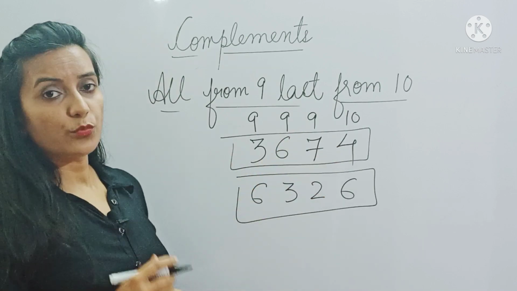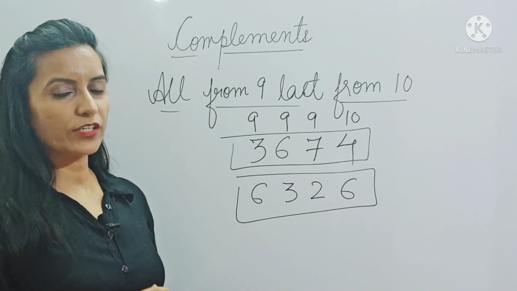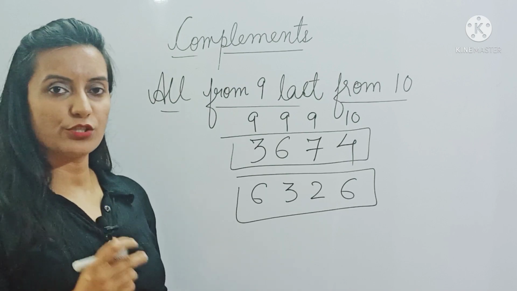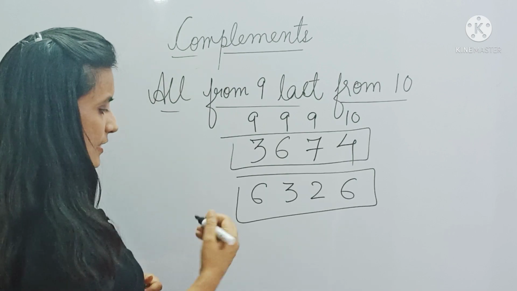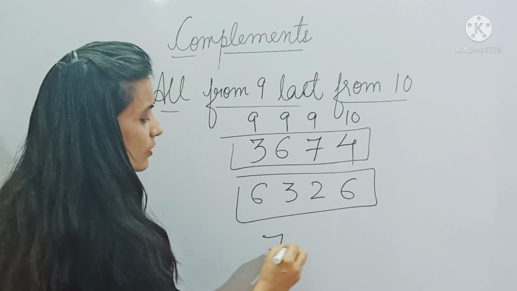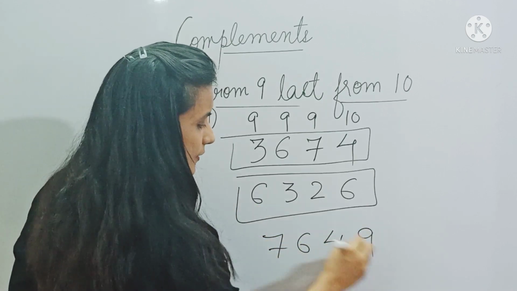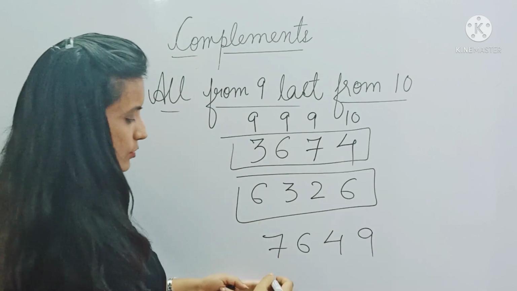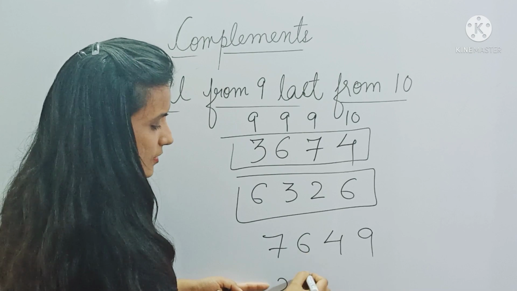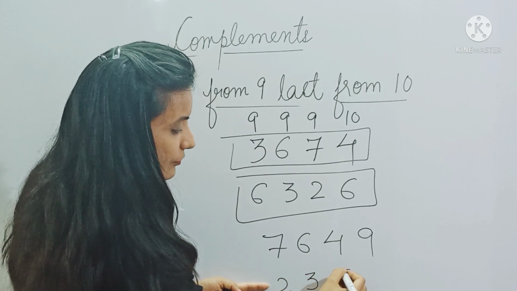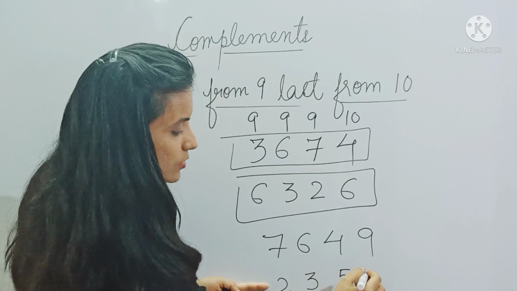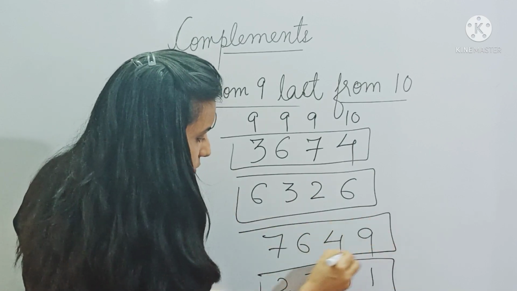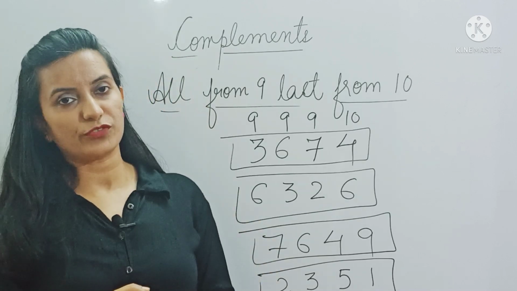Alright, so let's take one more example, and this time let's make this trick even work faster. So we will be adding the numbers this time instead of subtracting. So let's see how do we do that. Let's find the complement of 7649. So here you have to see 7 plus what gives you 9. So 7 plus 2 gives you 9, 6 plus 3 gives you 9, 4 plus 5 gives you 9 and 9 plus 1 gives you 10. So 2351 and 7649 are complements of each other.